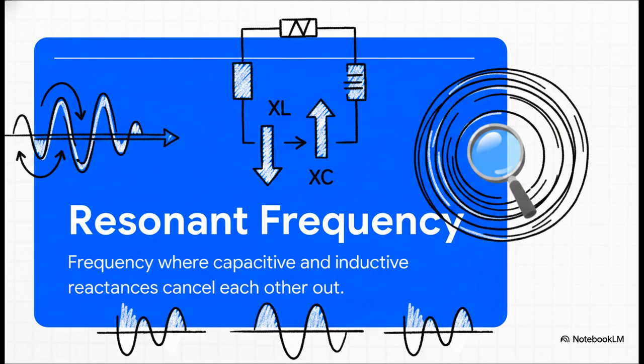The resonant frequency is the specific frequency where the capacitive reactance and the inductive reactance perfectly match and cancel each other out. Remember how we said the inductor and capacitor pull the phase in completely opposite directions? Well, at this one specific frequency, they balance perfectly, matching the circuit's natural frequency of oscillation.